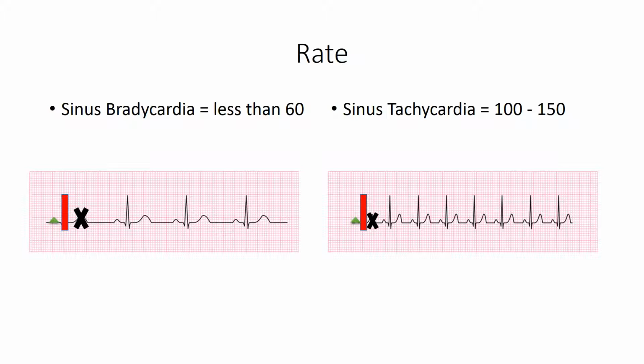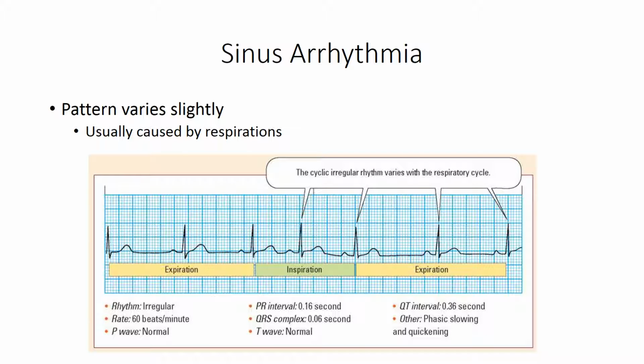We also look to see the rhythm, and as you can tell in both EKG strips, the pattern is regular. That doesn't always occur. You can have sinus arrhythmia where the pattern varies slightly, and this could be caused by things like respiration, where you can see the pattern alter based on the depth and quality of the patient's breathing.